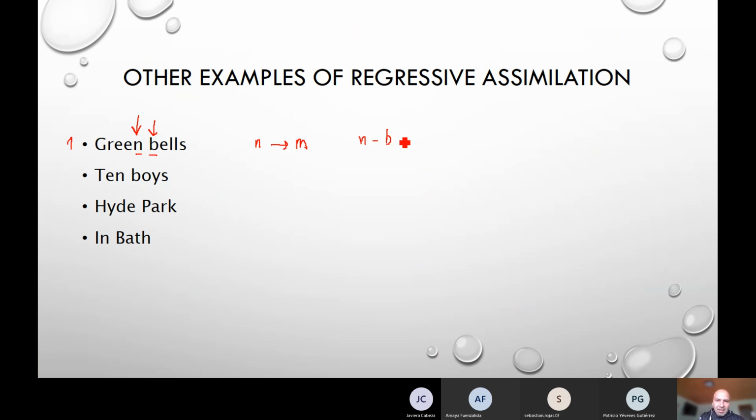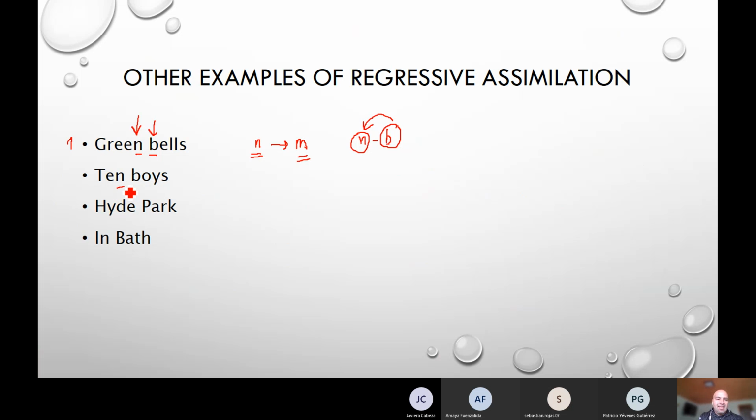Right? So which element of this b is changing the previous one? N, which is an alveolar sound, becomes more like m, which is bilabial. So the element that is influencing the previous one is the place of articulation, because n becomes m, which is a bilabial sound, right?